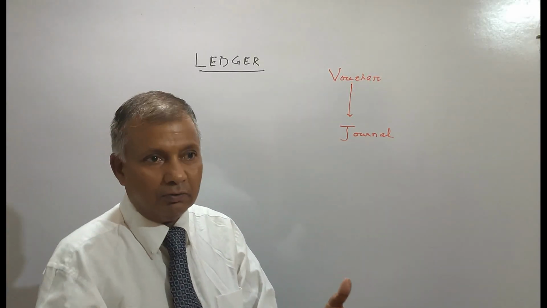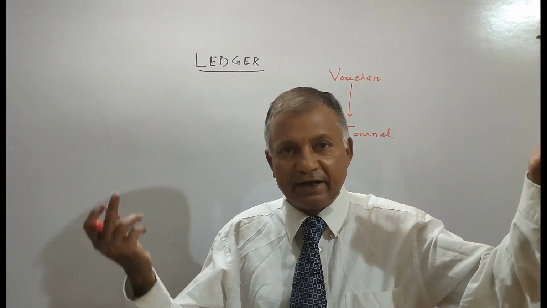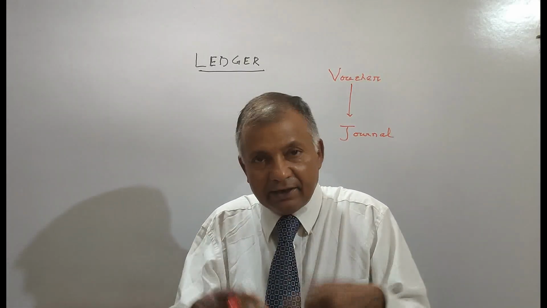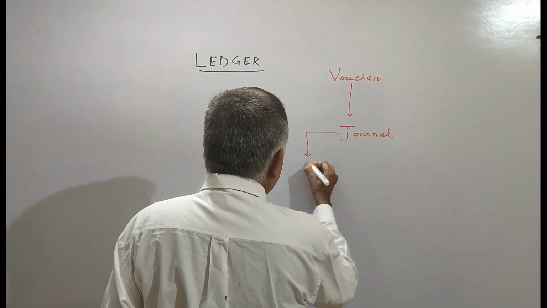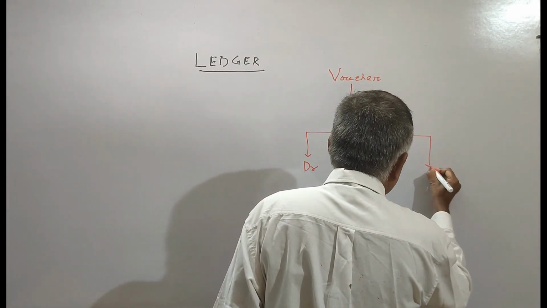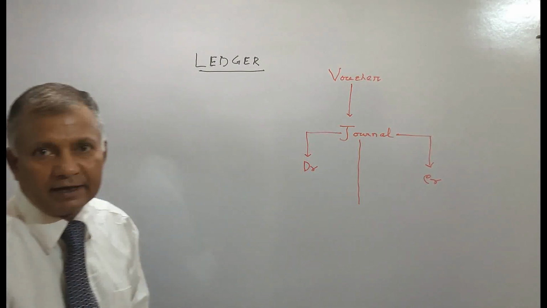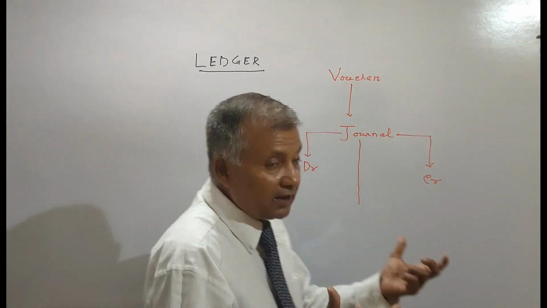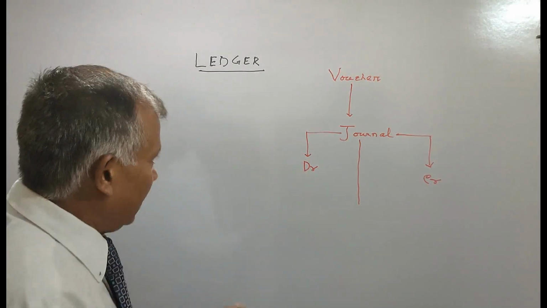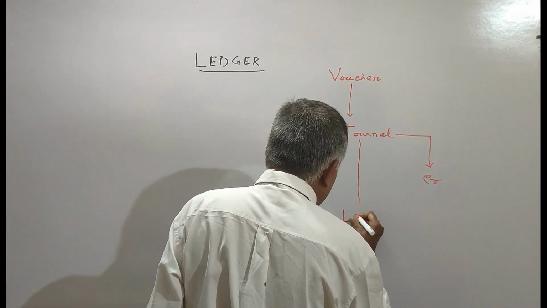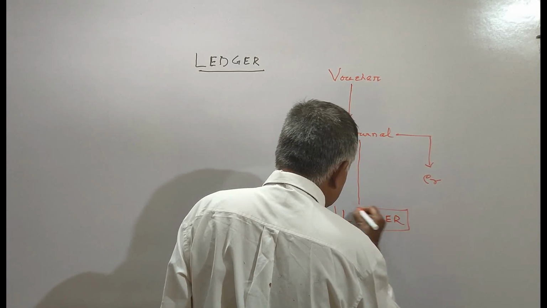All of you know that the journal has two aspects. Every debit has a corresponding credit. So every debit has a credit, and debit is equal to credit. It has two sides: one is your debit, another one is your credit. From the journal, we come to the double entry concept of accounting, sometimes called the dual aspect of accounting. And from the journal, we come to the ledger.